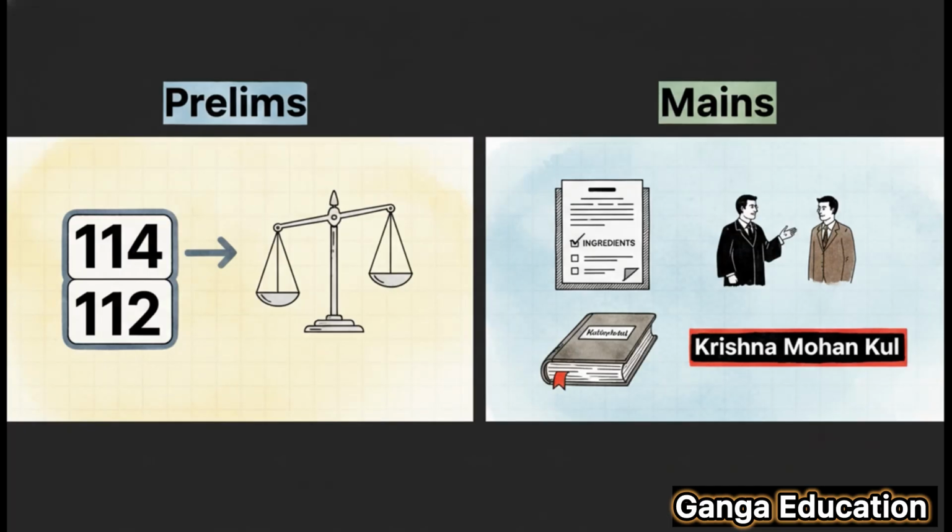So here's your clear exam strategy. For your prelims, you need to know the section numbers, both the old and the new, and the core concept of the burden of proof. But for your mains exam, you've got to go deeper. You need to write a detailed answer explaining all the essential ingredients. Use an illustration, like the one we discussed with the advocate and client. And of course, you must cite the Krishna Mohan Kool case.